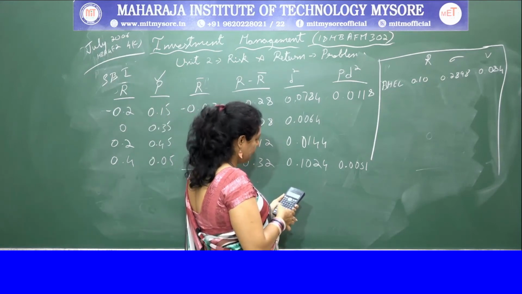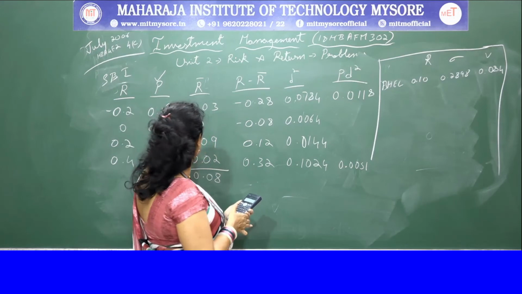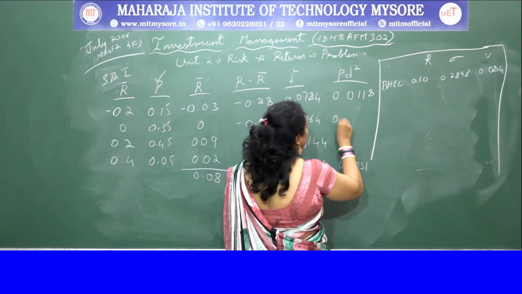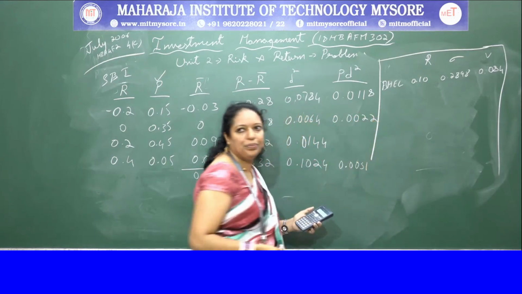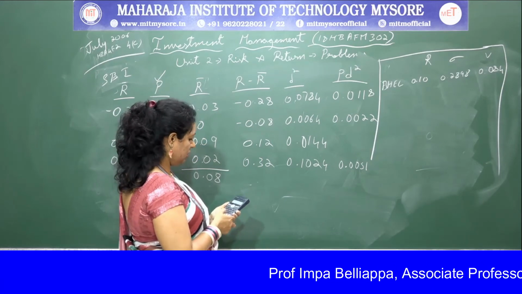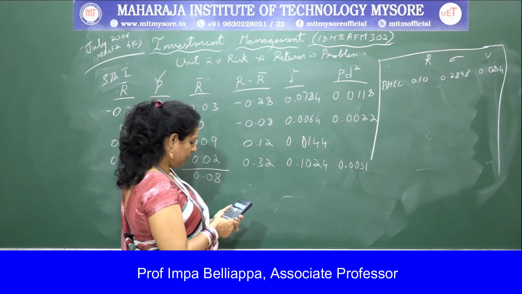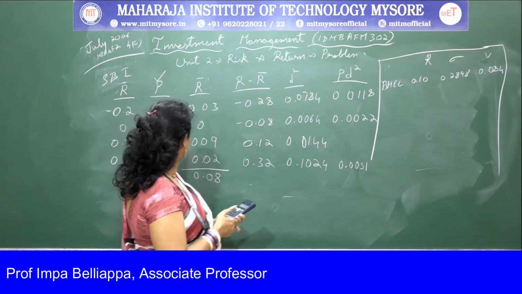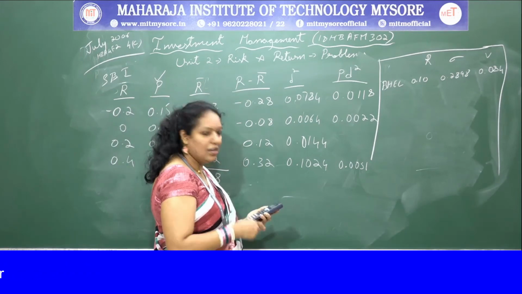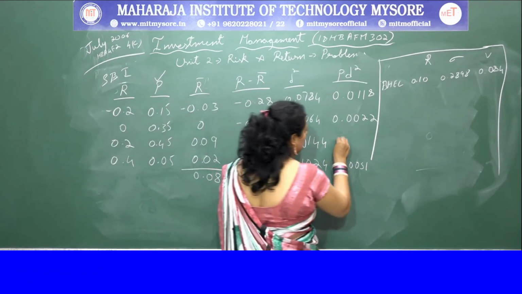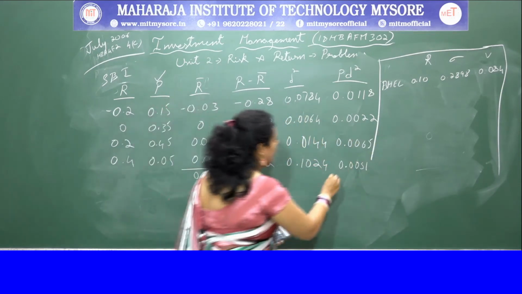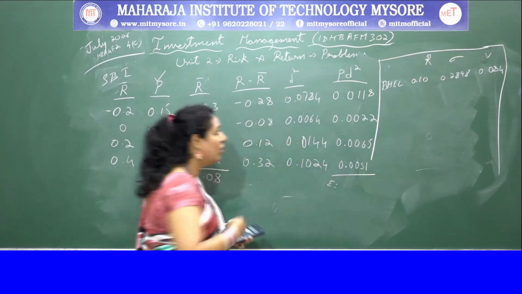Okay, then again 0.0064 into 0.35. So again it is 0.0022. Okay, then it is 0.0144 into 0.45. It is 0.0065. So this is the answer, and again we are going to do the sigma of this.